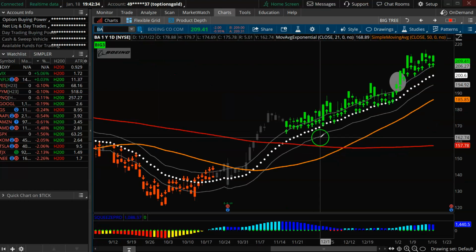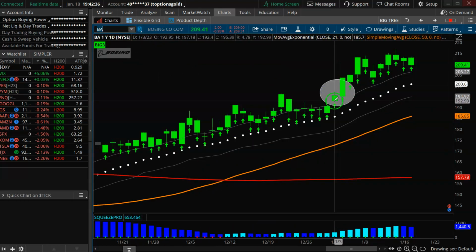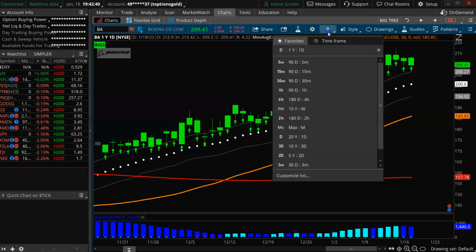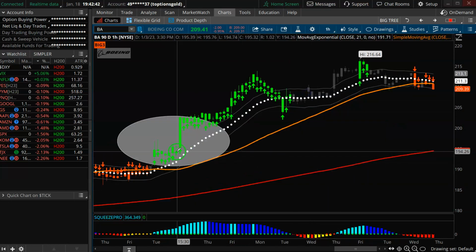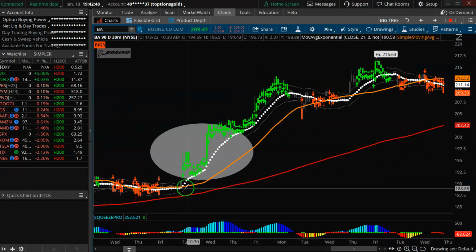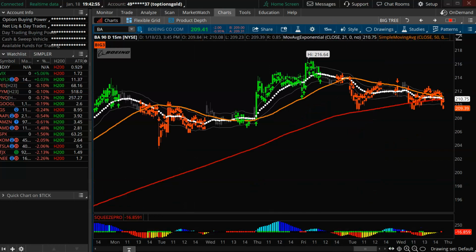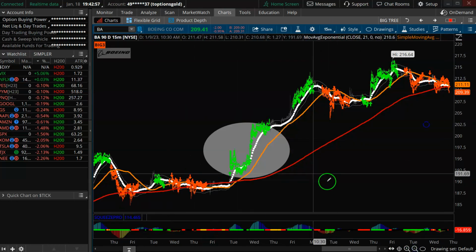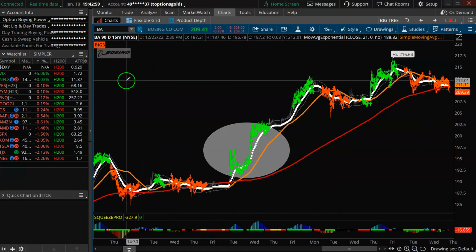Boeing. Right, we got long Boeing right in that daily squeeze, right near that daily 21 EMA. And the hourly chart was bullish. We got our buy signal. The 30-minute chart had the buy signal on the big 3 indicator. The 15-minute chart, of course, same thing.